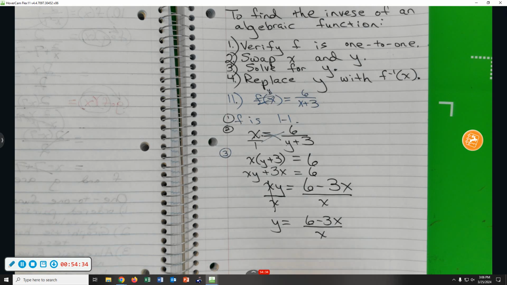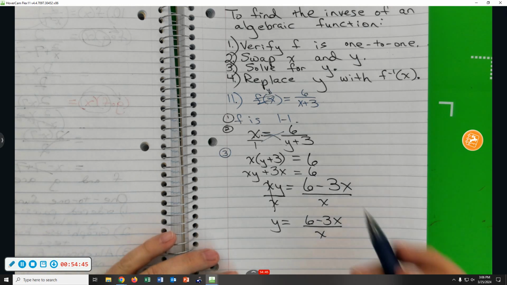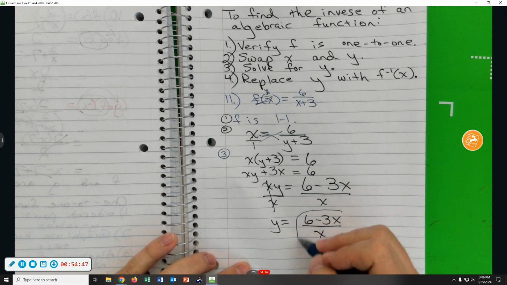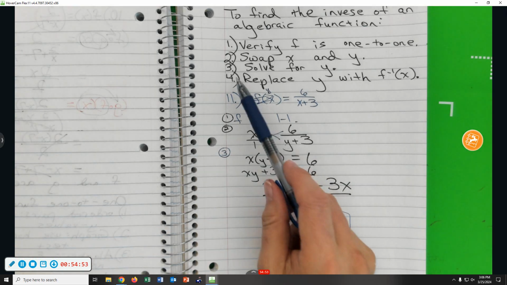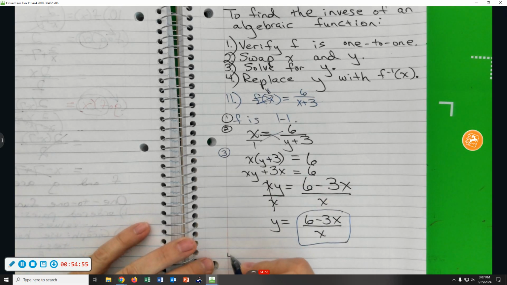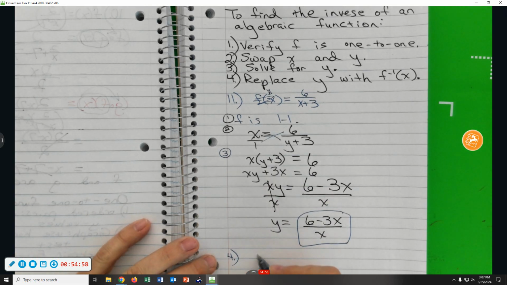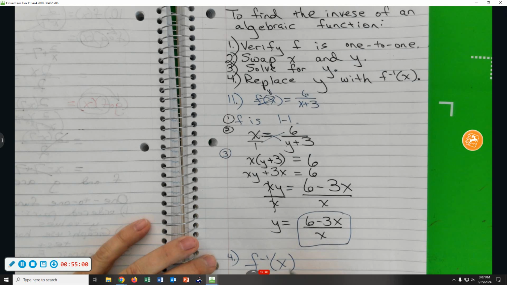Do not start trying to cancel here. The only way you're going to be able to cancel is if you split it up, 6 over x minus 3x over x. We don't have to do that. Just get y by itself. I'm going to stop right there. Well, technically we have that fourth step. Replace y with the f inverse of x.